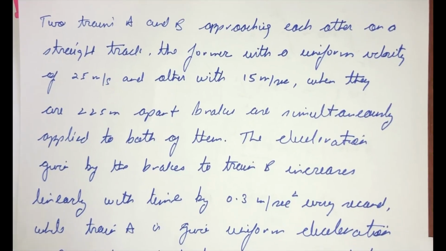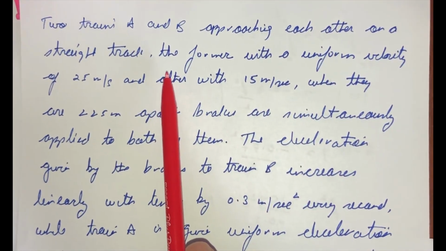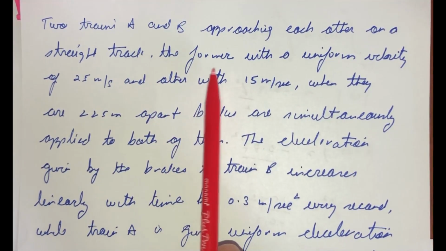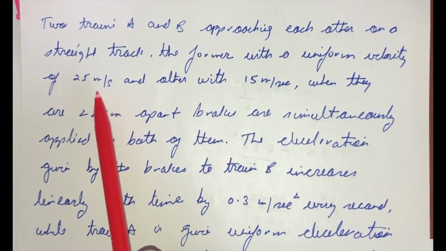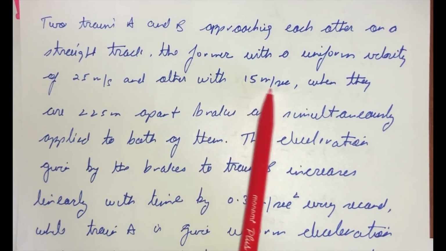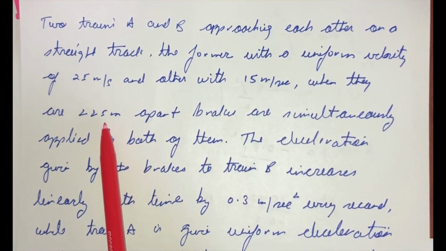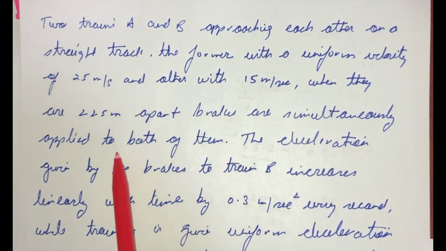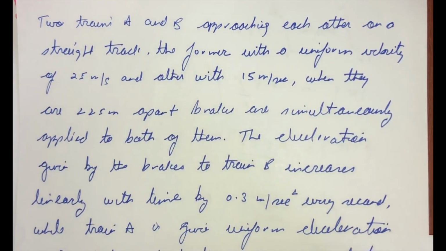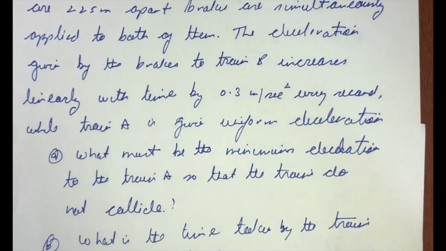So two trains A and B are approaching each other on a straight track, the former with a uniform velocity of 25 meter per second and the other at 15 meter per second. When they are 225 meter apart, brakes are simultaneously applied to both of them. The deceleration given by the brakes to train B increases linearly with time, 0.3 meter per second square every second, while train A is given uniform deceleration.